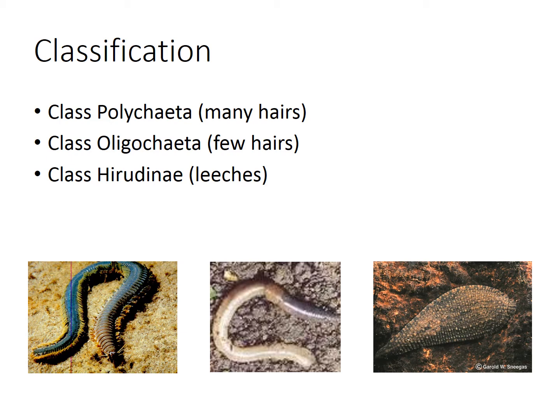Class Polychaeta. Poly means many, chaeta means hairs. Class Oligochaeta. Oligo means few, and chaeta means hairs. And then class Hirudinea, and those are the leeches.